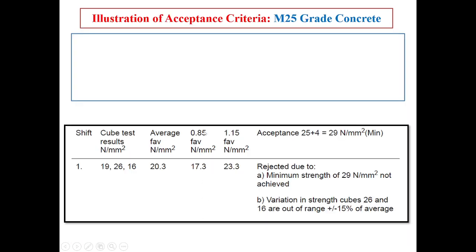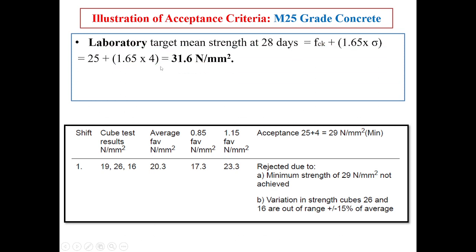Now, let me practically illustrate what is the acceptance criteria. I will take 3 cases and for each case, I will take M25 grade of concrete. So, case number 1. Laboratory target mean strength at 28 days for M25 concrete. That means when I carry out concrete mix design as per Indian Standard Code 1026/2019, then the target mean strength, which I want in the laboratory, because there the quality control will be very good.